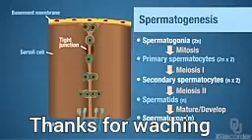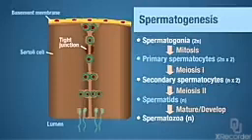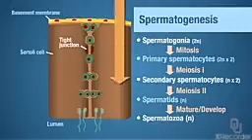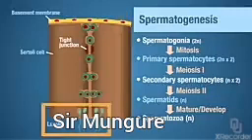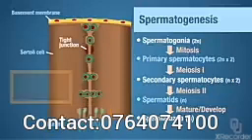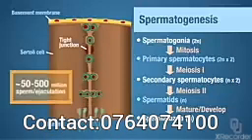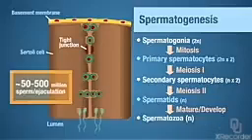Then the spermatid develops with nourishment to form spermatozoa, which is the sperm. The summary is that spermatogonia undergo mitosis, the primary spermatocyte undergoes meiosis 1, the secondary spermatocyte undergoes meiosis 2, and the spermatid matures to form sperm. And this is the process called spermatogenesis.